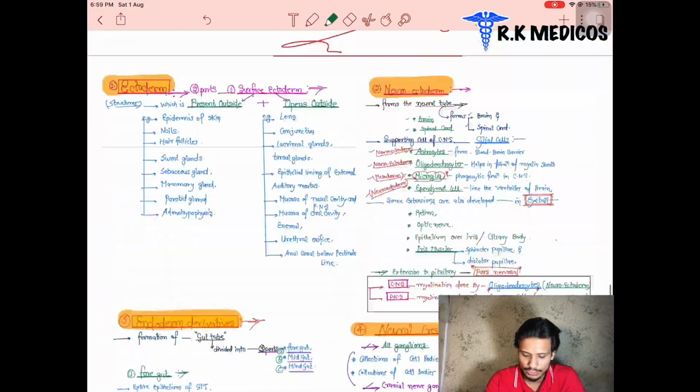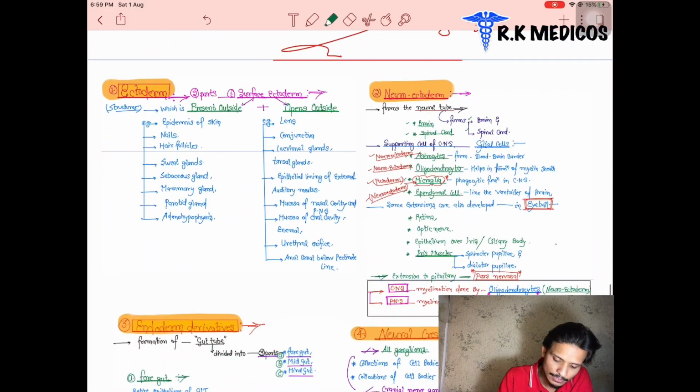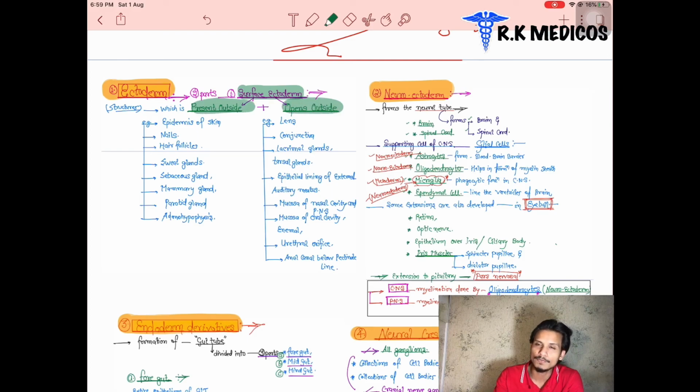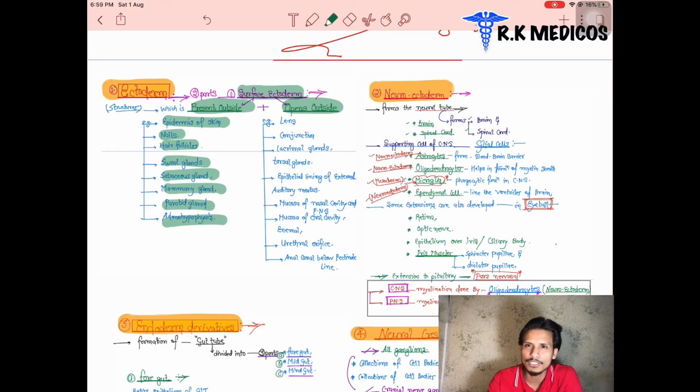You can look at this. We haven't studied it till now, but we can see the ectoderm is divided into surface ectoderm, and this surface ectoderm is present outside and inside. What structures does the surface ectoderm form, outside and inside? The outside structures are the epidermis of skin, nails, hairs, sweat gland, sebaceous gland, mammary gland, parotid gland, and adenohypophysis, the pituitary gland. These are all structures formed by the surface ectoderm.